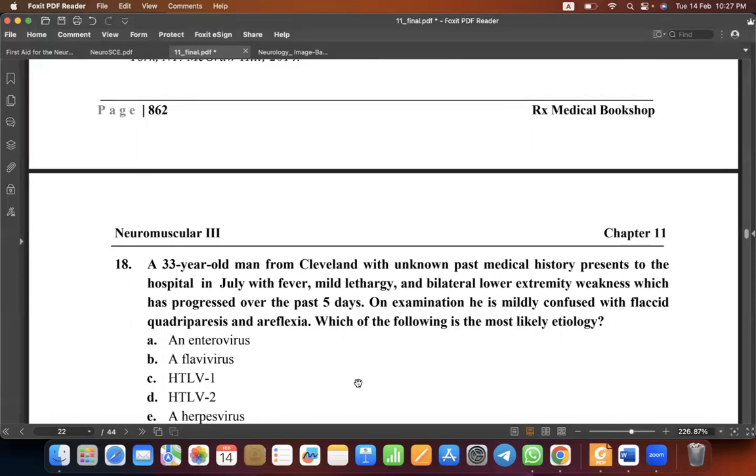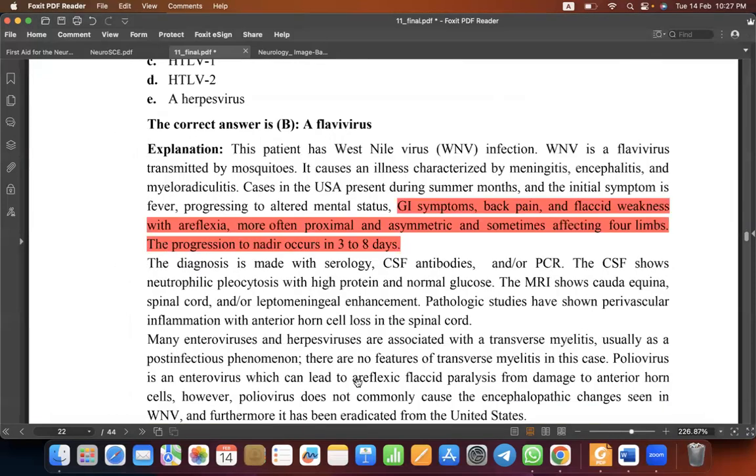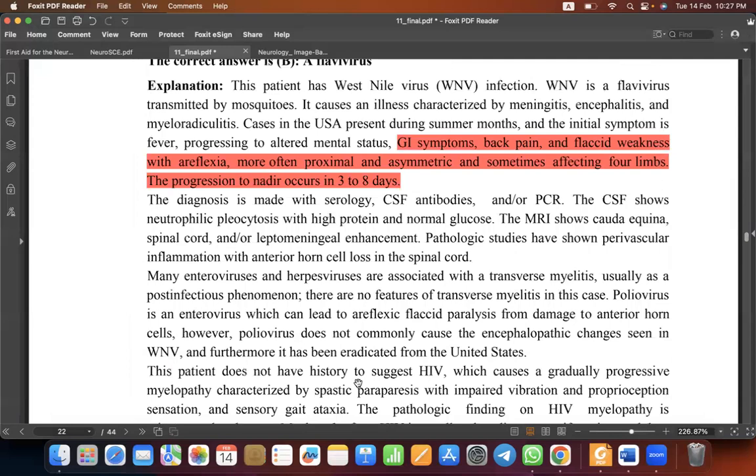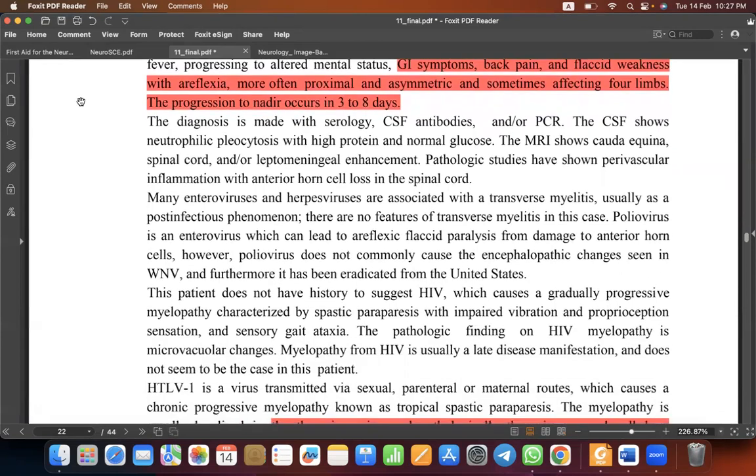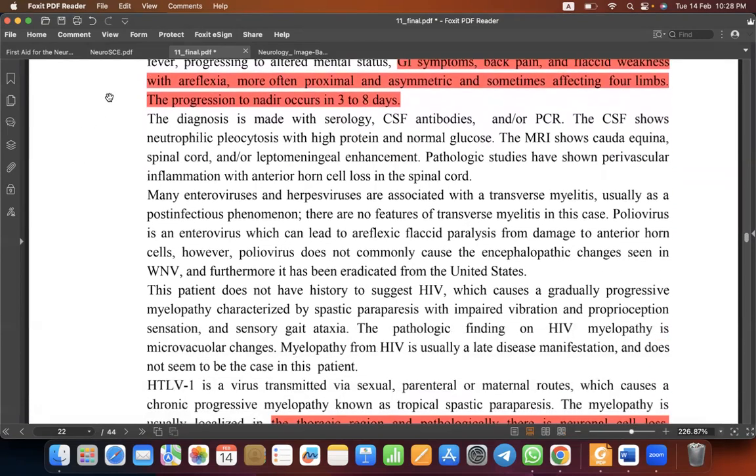So think about West Nile. West Nile is very important, it's a flavivirus, undoubtedly. It is transmitted by mosquito. This is an illness causing meningitis, encephalitis, and myeloradiculitis as well. Sometimes there could be fever, with typical GI symptoms. There will be back pain, with a GBS-like feature. We should think about the typical West Nile virus involvement.